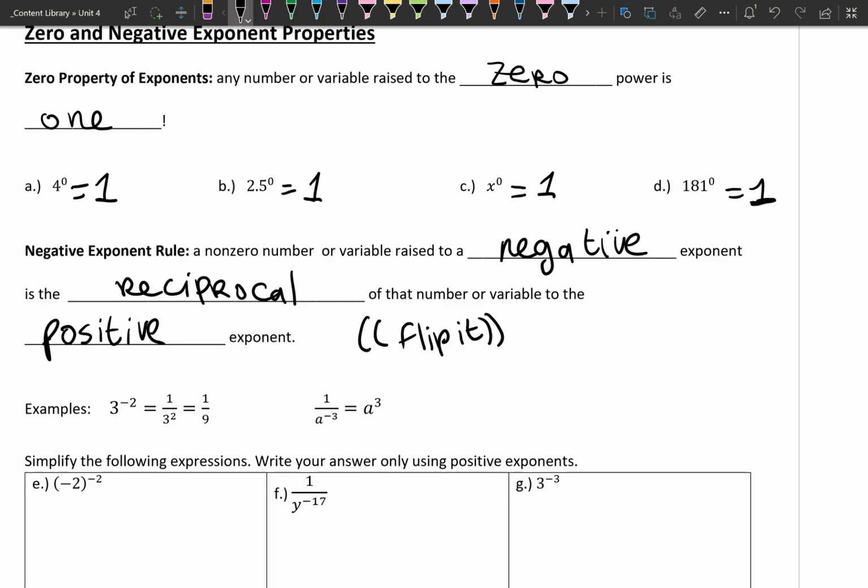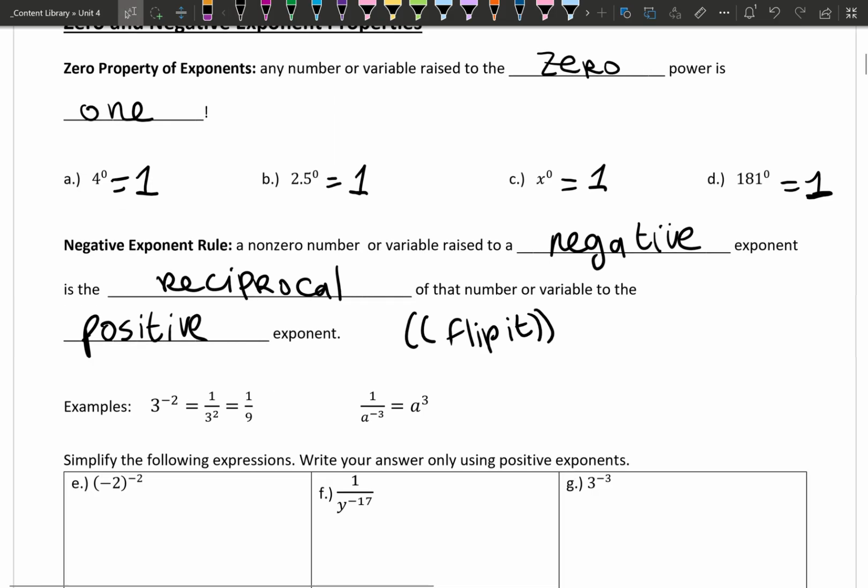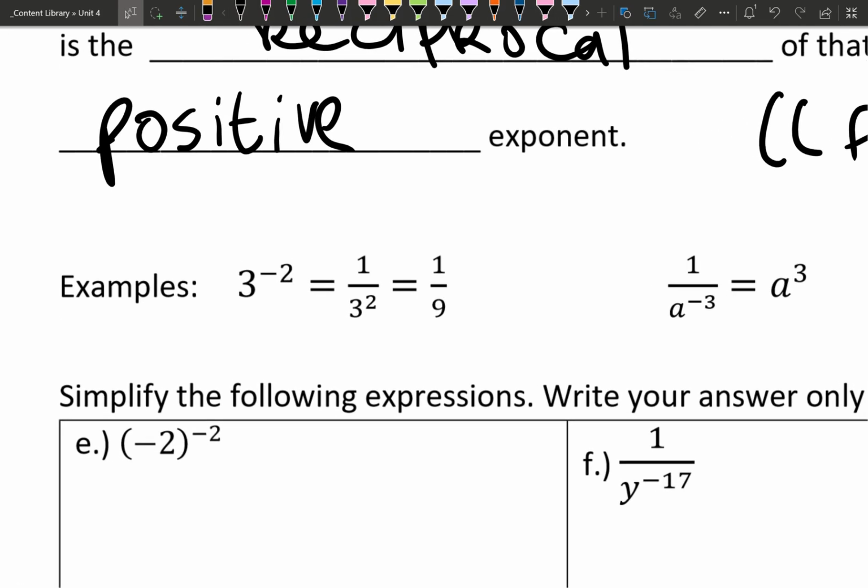Again, that's not the official name, right? It's the negative exponent rule, but this is how I think of it in my head. If it's negative, it's on the wrong side of the fraction line. I have to flip it. So here's a little example.